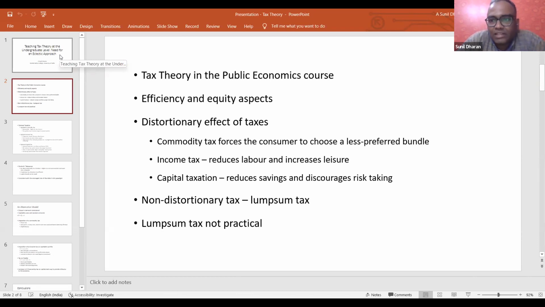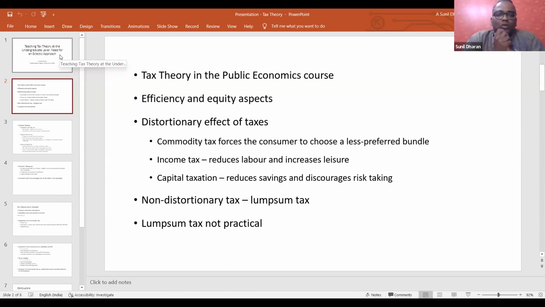Even though it touches on the equity aspects of tax, the discussion is largely on the efficiency aspects of tax. It looks at the distortionary impact of tax. It teaches the students how taxes are distorting. For instance, commodity taxes force the consumer to choose a less preferred bundle. Income tax distorts the choice between labor and leisure. By levying a tax on income, reducing the disposable income, income earners tend to increase their leisure and reduce their labor. Similarly, capital taxation reduces savings and discourages risk taking.